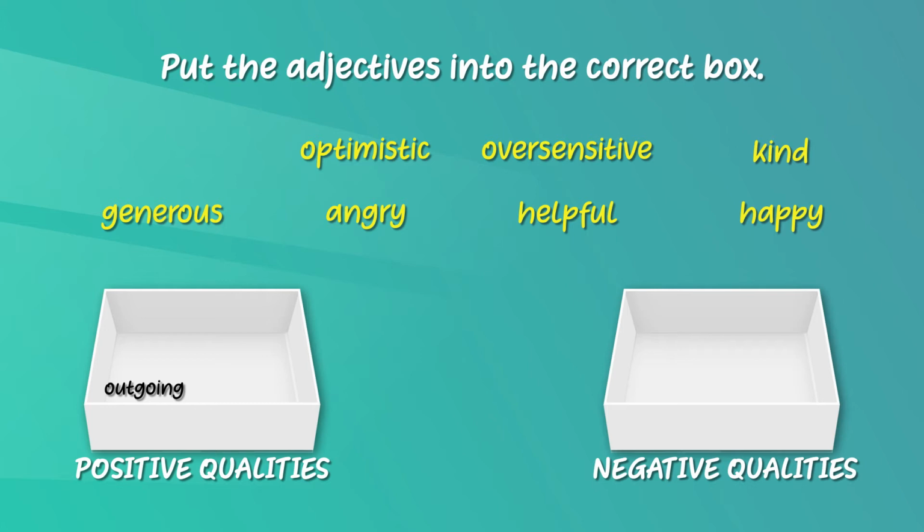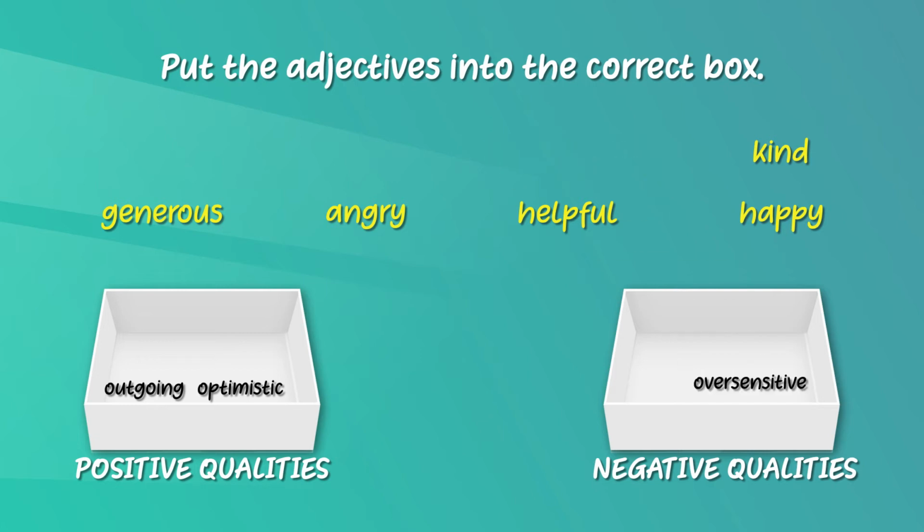Then optimistic. Yes, optimistic also is a positive quality. What about the third one? Oversensitive? That is a negative quality. So move oversensitive to the negative qualities box. The fourth one, it says kind. Of course, it's a positive quality. So you have to put kind to the box which says positive qualities.